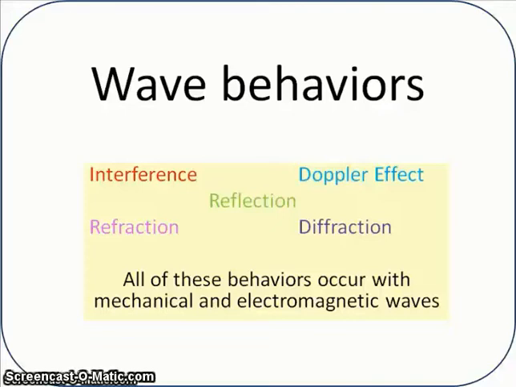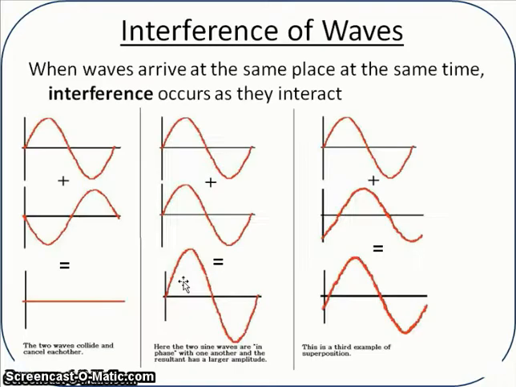Okay, the next set of notes in this unit is about wave behaviors. These are examples of things that waves do, and what they do is kind of common among all types of waves, including mechanical and electromagnetic. The first thing we're going to discuss is how waves interfere.